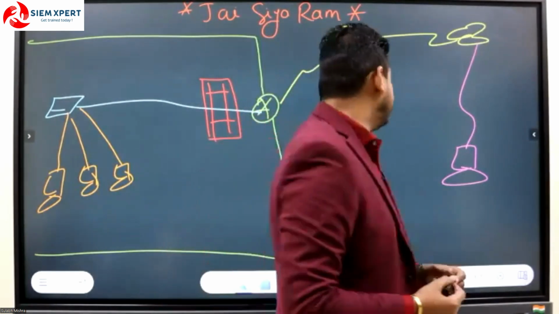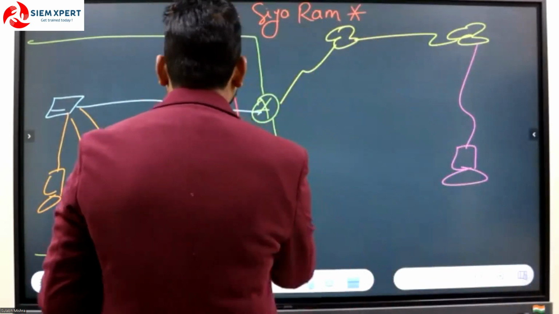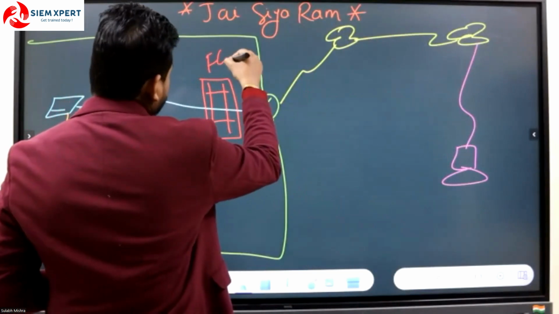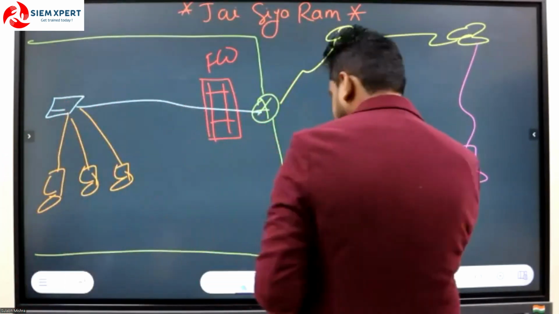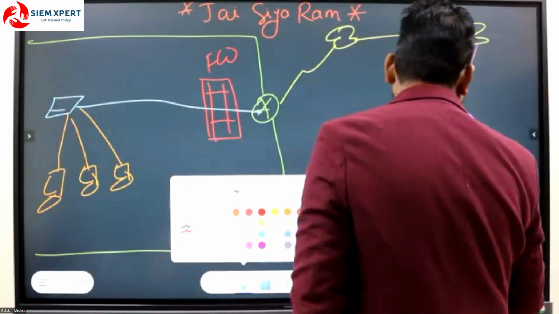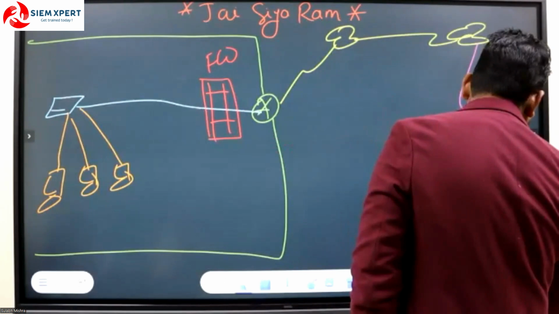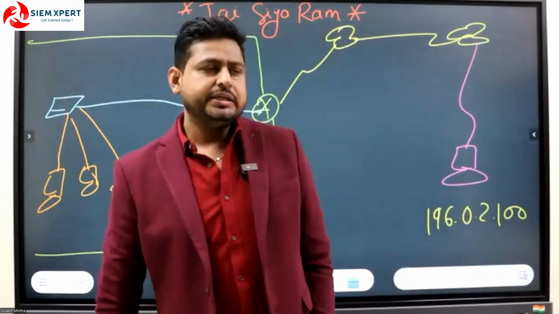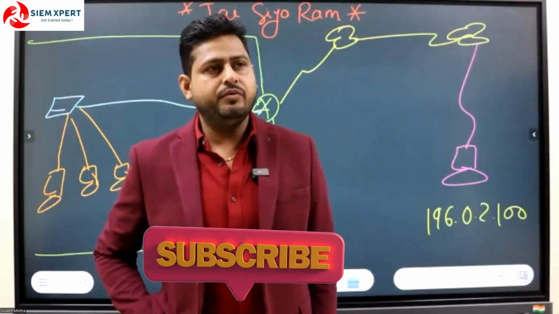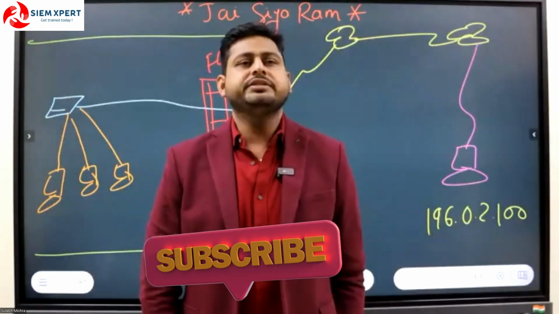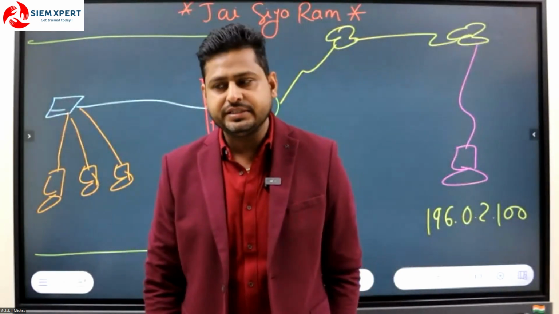So now you can see the firewall, right? For example, this is an attacker, 196.0.2.100. You understand? Each and every device in the network, such as network devices, security devices, servers, applications, databases, right?